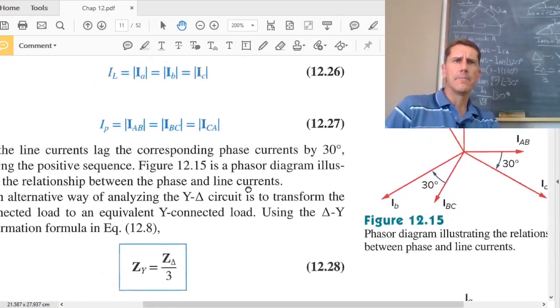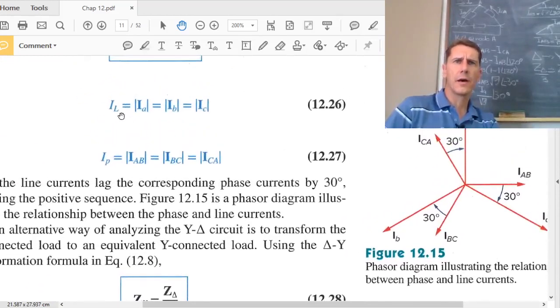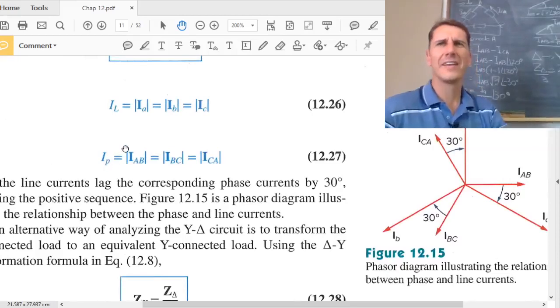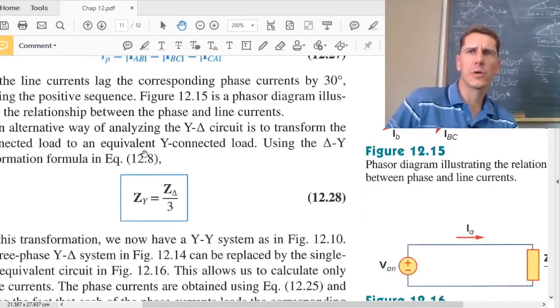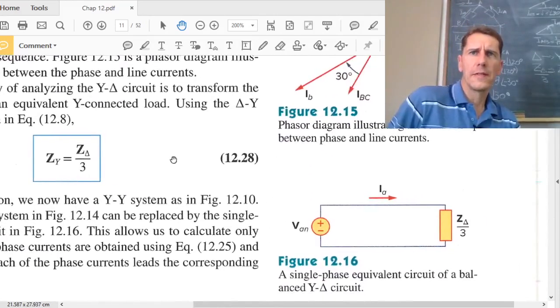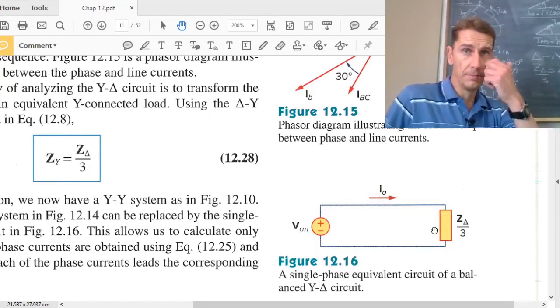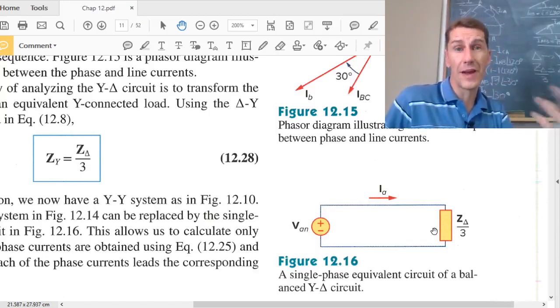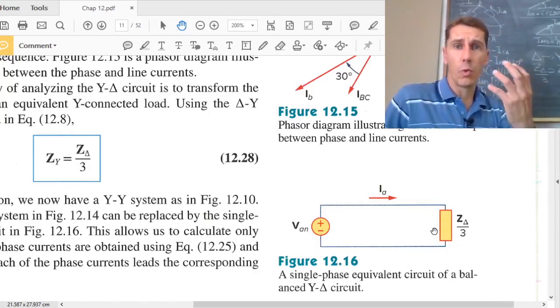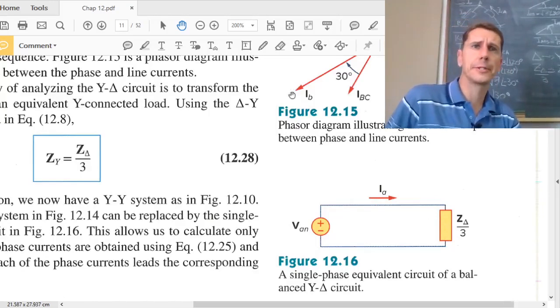Then they've got that figure. They tell you that I line, all the magnitudes are the same. IP for I phase, I delta. All right, I delta, otherwise we're going to get confused. And then the per phase single phase equivalent circuit of a balanced Y delta circuit. Now this is where they're going to get you confused, because now they talk about a single phase. IA is your line current that will now go through a third of that impedance. Single phase equivalent or per phase equivalent, always the Y equivalent circuit.